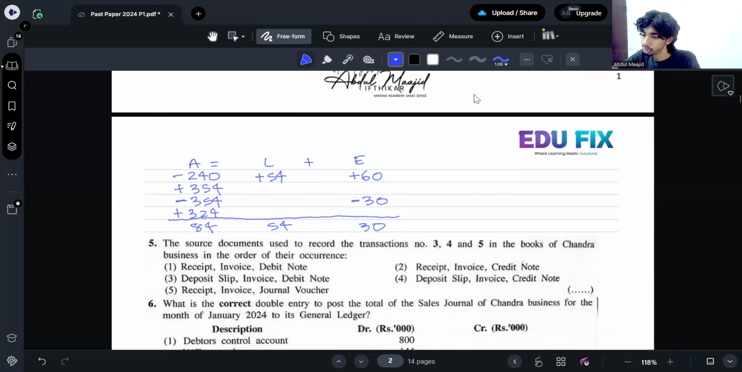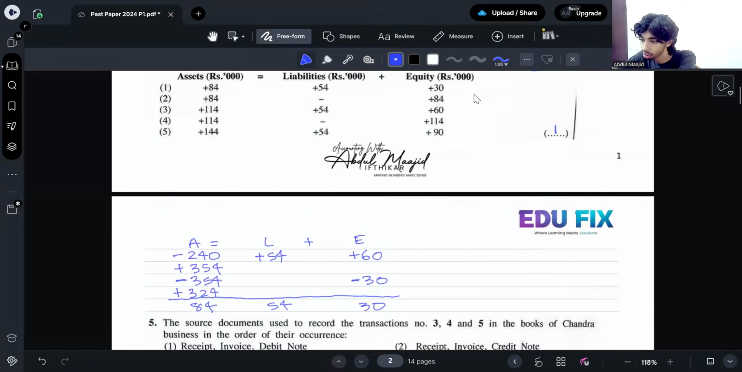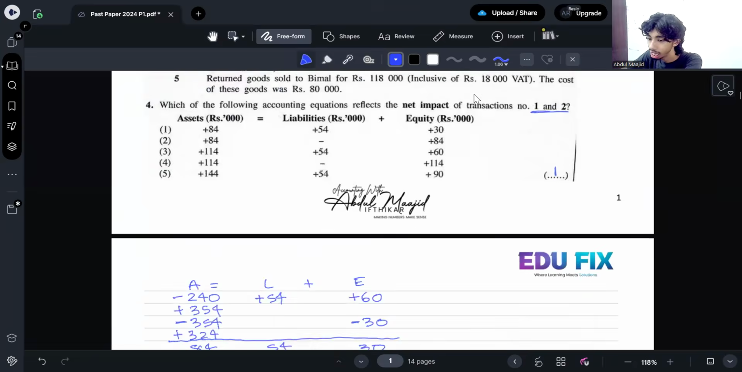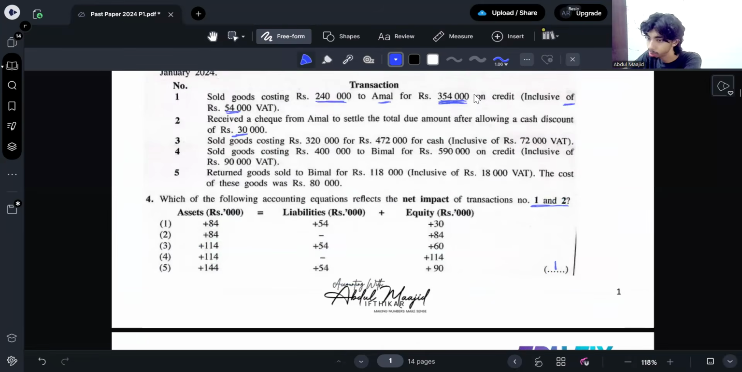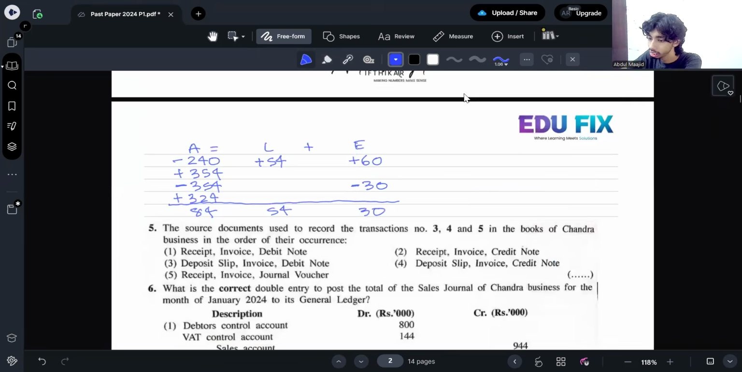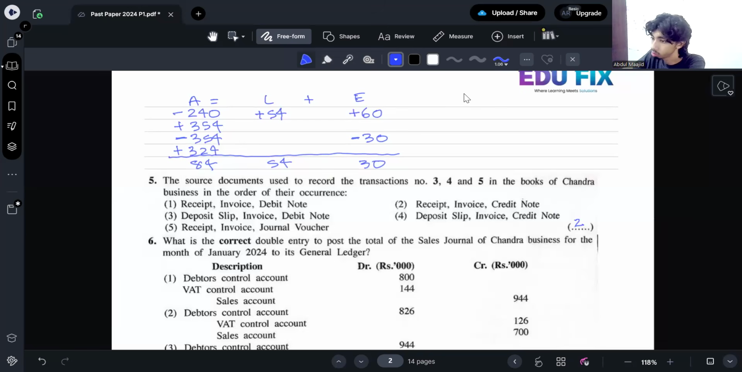Then the fifth one, the source documents used to record transactions number 3, 4, and 5 in the books of Chandra's business in the order of their occurrence. They are asking what the source documents are to record 3, 4, and 5 in Chandra's business. Third one, sold goods costing 320,000 for 472,000 in cash. So you are receiving cash there, so the source document is a receipt. Fourth one, sold goods costing 400,000 to Bimal for 590,000 on credit. That is a credit sale. It will be an invoice. Fifth one, returned goods sold to Bimal. Sales return. For a sales return, the source document is a credit note. So receipt, invoice and credit note. That is answer number 2.